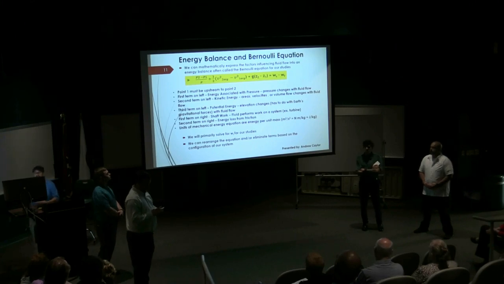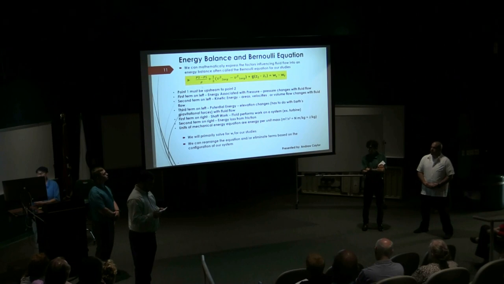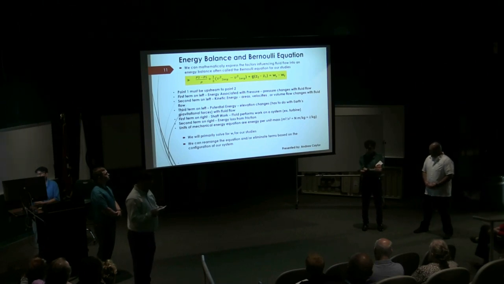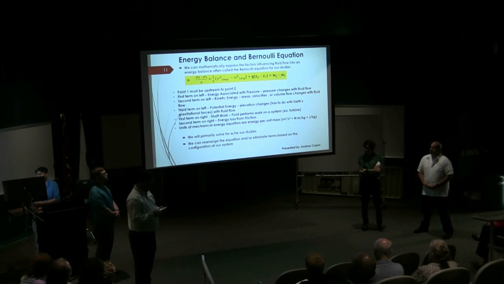The Bernoulli equation is an energy balance where each term represents a form of energy in the system. The first term is pressure energy, the second is kinetic energy, which is velocity, the third term is potential energy, which is height. On the right side of the equation, we use shaft work if the fluid does work, or energy loss due to friction.